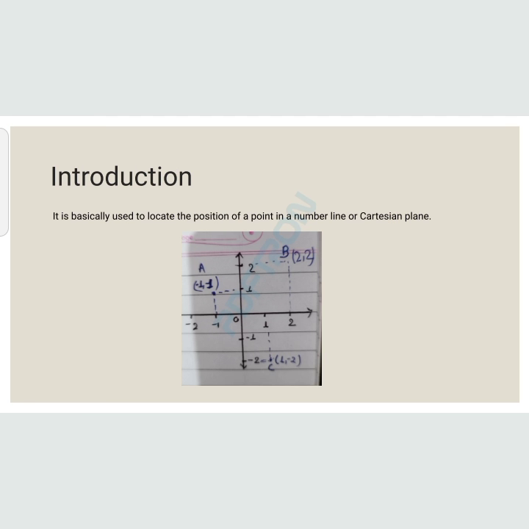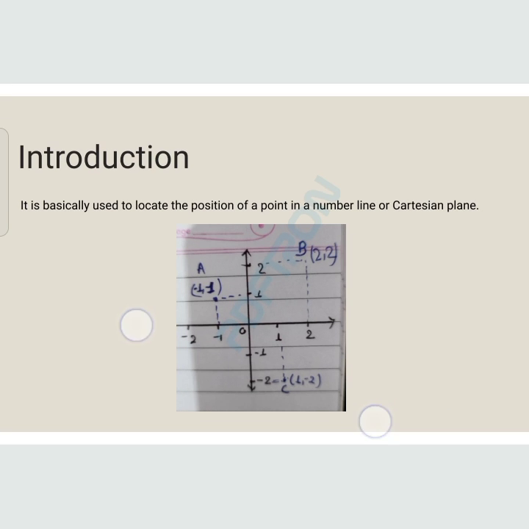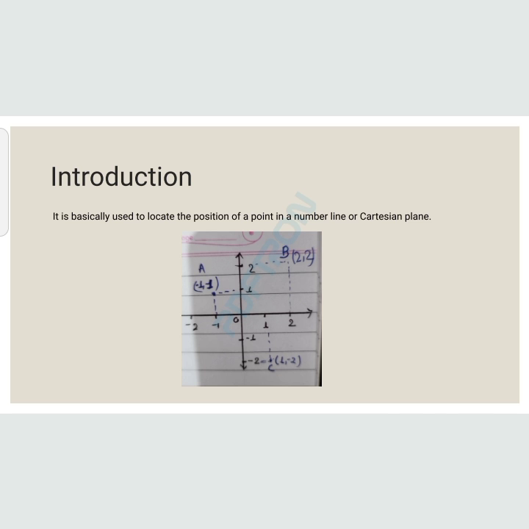Okay, the basic introduction. What is coordinate geometry? It is basically used to locate the position of a point on a number line or Cartesian plane, to find the position of a point or place a point and plot a point. Here a short image of these points is represented. They are A, B, C. We will discuss further about it.